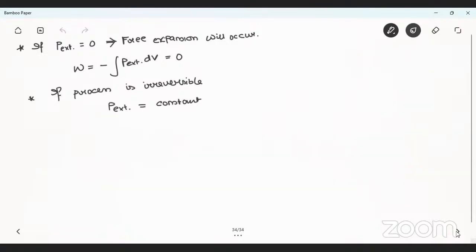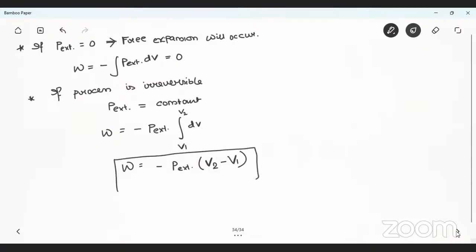Okay, so what will happen here? What is the standard formula? W is equal to minus P external integration of dV, which is minus P external (V2 minus V1). So this becomes the formula. This becomes the formula for what? When the process is irreversible.